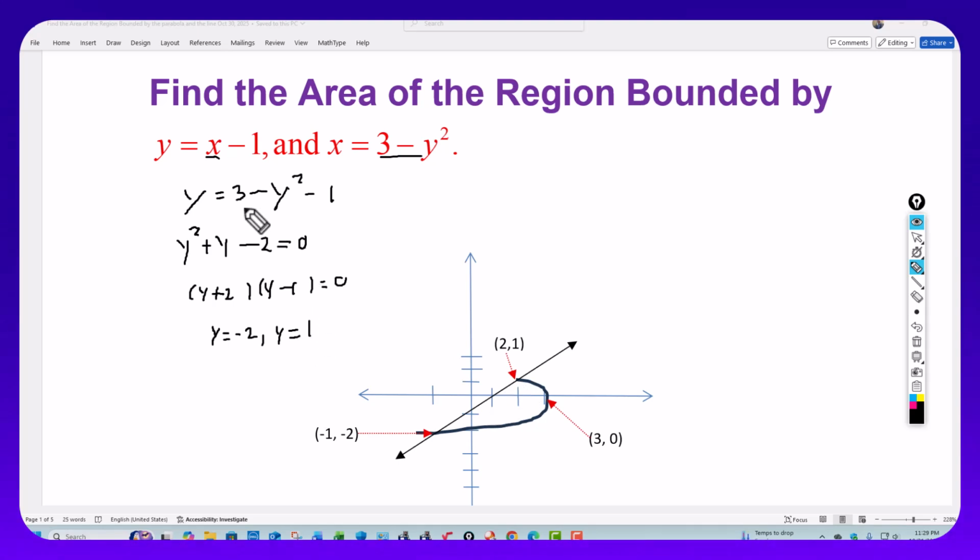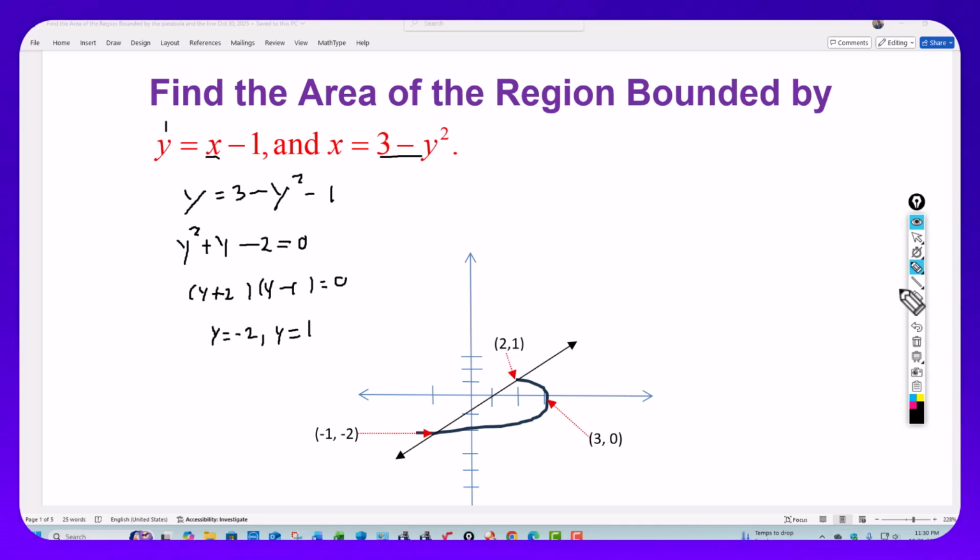A couple of ways we can do it. It doesn't matter which one we plug it into. We could plug it into the line or the parabola. Let's do it over here in the line. Put the 1 here for the y. Then solve for x: add 1 to both sides, we get 2. So y equals 1, x equals 2.